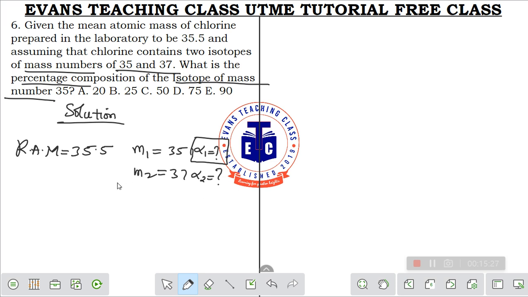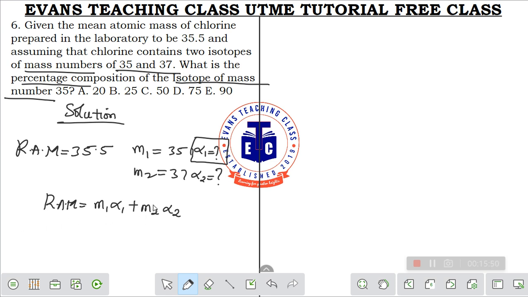So how do you now do a question like this? Now you need to know this. The formula for relative atomic mass is mass 1 times the percentage composition of mass 1, plus mass 2 times the relative abundance of that, that is, the percentage composition of isotope 2. So let's do them now.